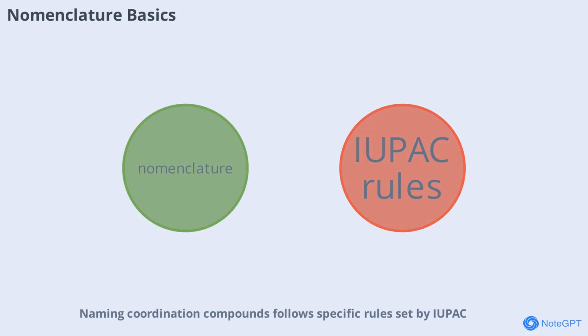Coordination compounds follow specific naming rules set by IUPAC. The ligands are named first in alphabetical order, followed by the central metal. If the complex is an anion, the metal's name ends with -ate. Prefixes like di, tri, and tetra indicate the number of each type of ligand. For example, [Co(NH3)6]Cl3 is called hexaamminecobalt(III) chloride. Mastering nomenclature is essential for clear communication in chemistry.